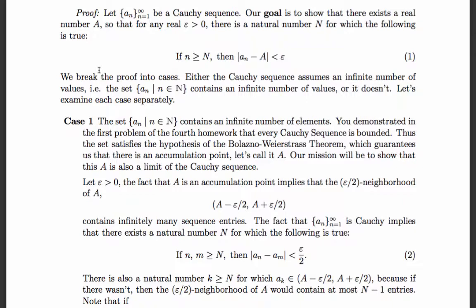Now, the fact that the sequence is Cauchy implies there is some natural number N for which the following statement is true. If both little n and little m are greater than or equal to big N, then the absolute value of the difference between a_n and a_m is less than epsilon over 2. And this is true for every index little n and little m that's greater than or equal to this natural number.